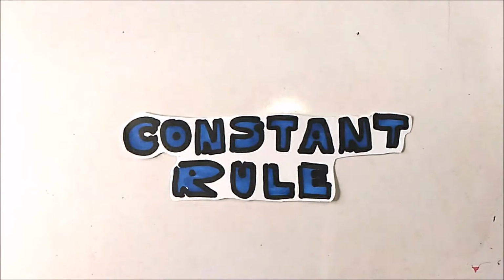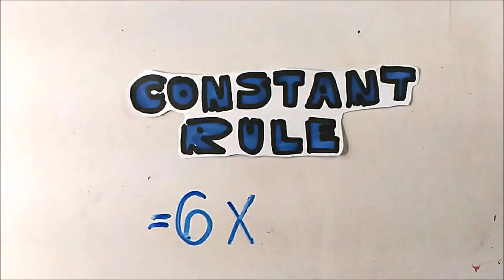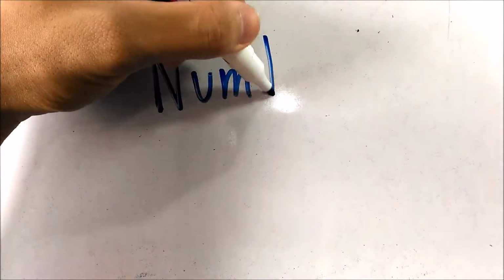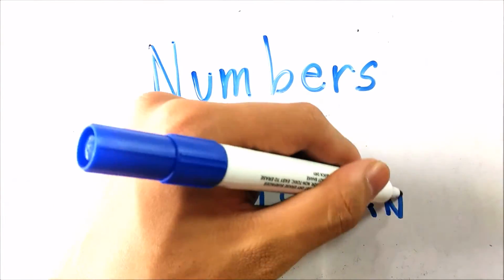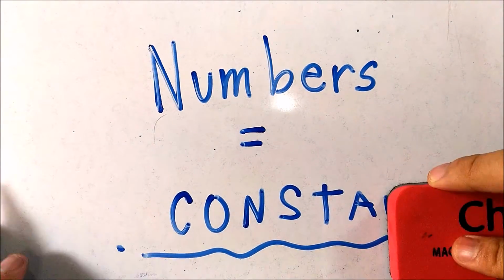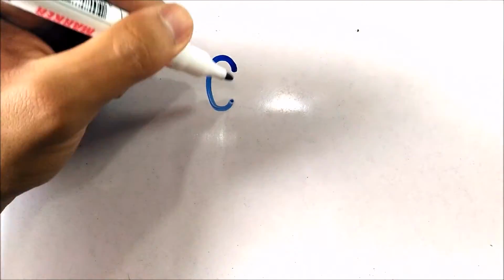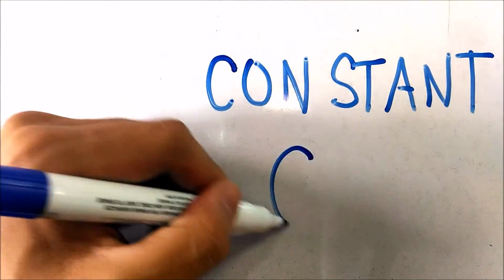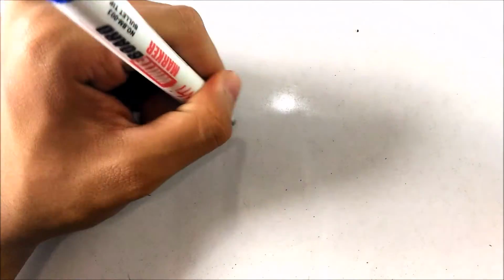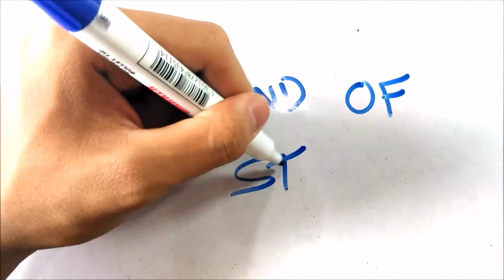The second fundamental rule when it comes to solving derivatives is the constant rule. The constant rule says that numbers are equal to constants. What is a constant? A constant is equal to 0 when it comes to derivatives. And that's the end of it, really.